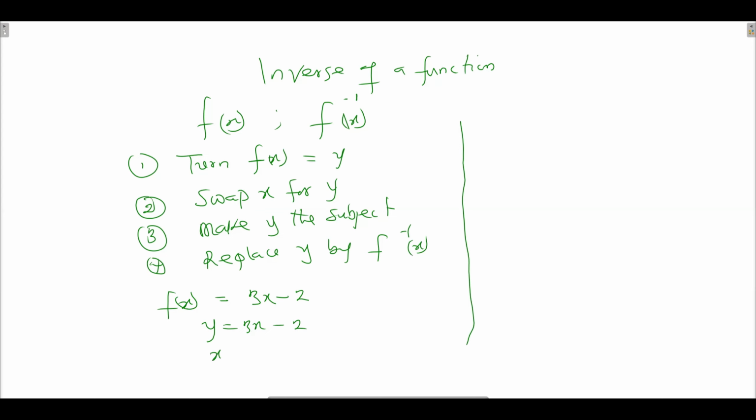That means I will have x equals to 3y minus 2. The next thing is to make my y the subject of the formula. So x plus 2 becomes 3y. So making y to stand alone, y becomes x plus 2 over 3. So this last step says replace y. That means my inverse of f of x now becomes x plus 2 over 3. That's how to find the inverse of a function.